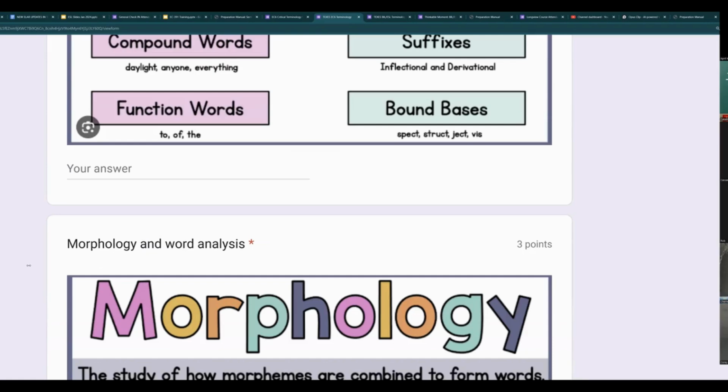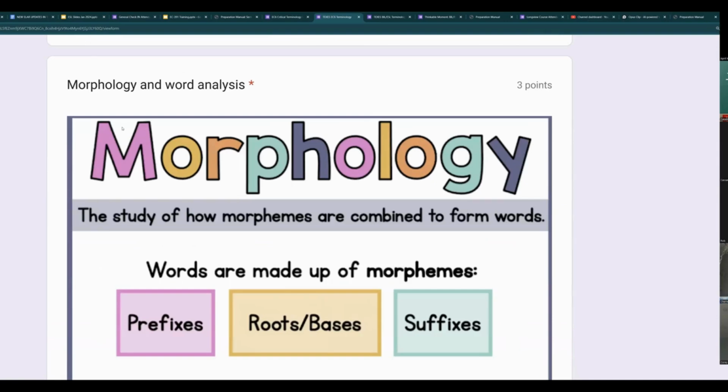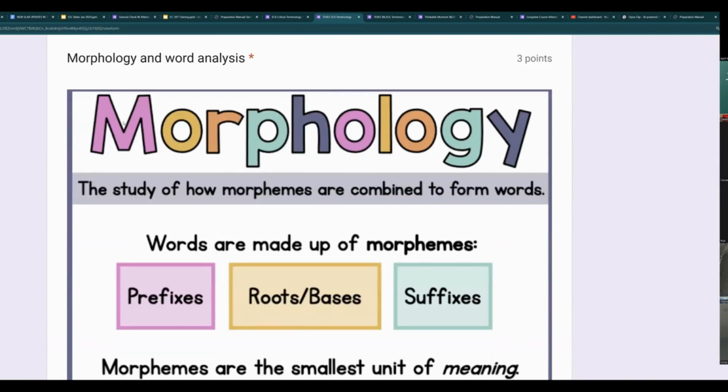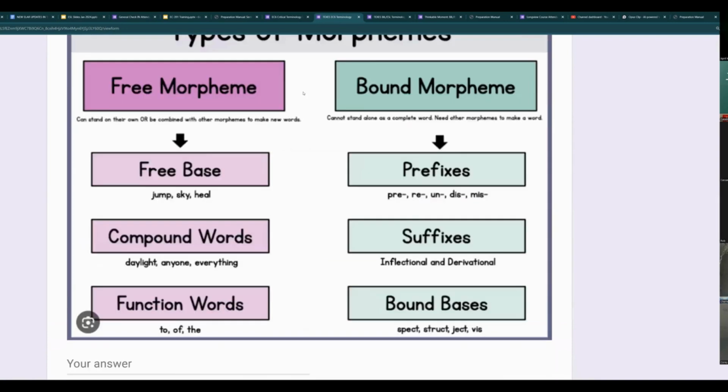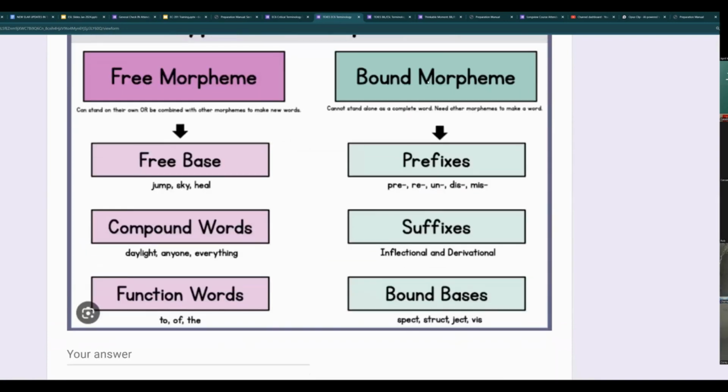Okay. We're going to do morphology and word analysis. So here we go. Morphology. I usually say in my other classes, if you want students to perform well in secondary, they have to know their morphemes. They need to know their prefixes, suffixes, and root words. Then you can give them a very difficult academic word in high school and they're going to be able to manage it, and they don't get lost in the vocabulary.